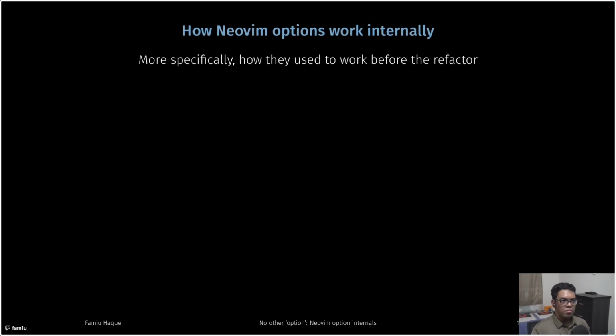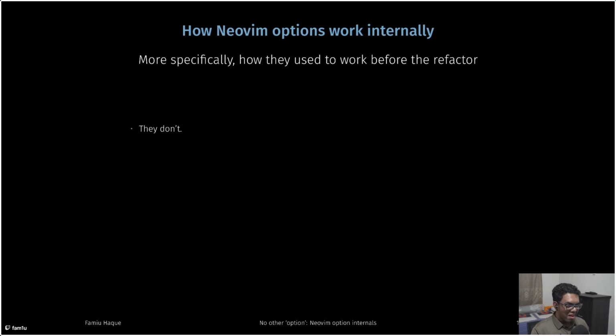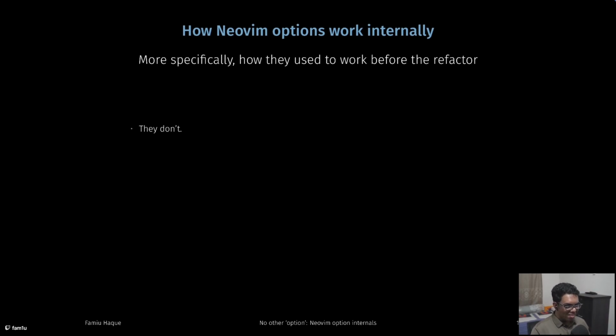Let's talk about how Neovim options work internally, or more specifically, how they used to work before the refactor. Because everything I'm going to be talking about after this is basically before I started refactoring it. I definitely improved a lot of things, at least I hope, after I started refactoring it. But this is all before. So how do Neovim options work internally? Let's see. They don't. They really don't. Like, how the hell do you expect them to work? They're a mess. They don't work.